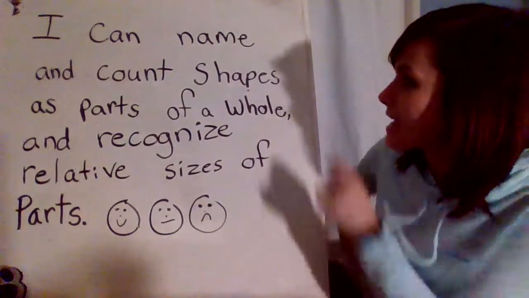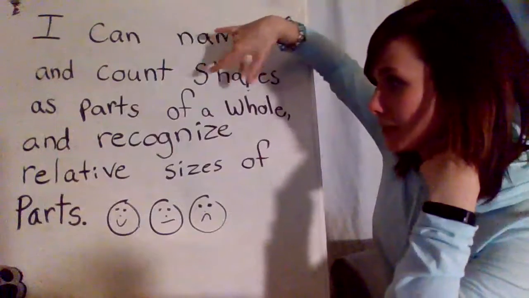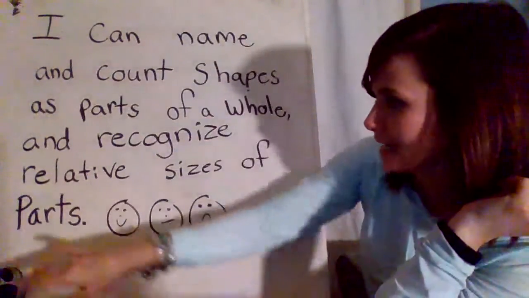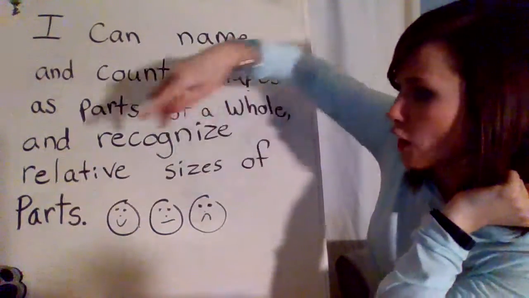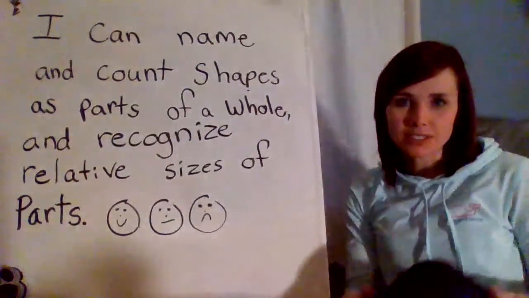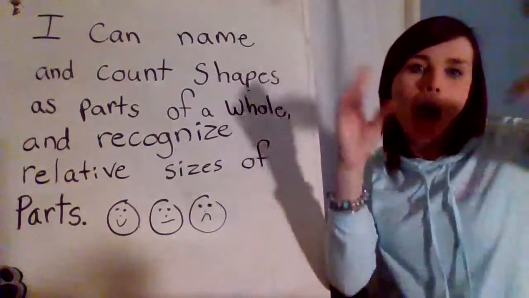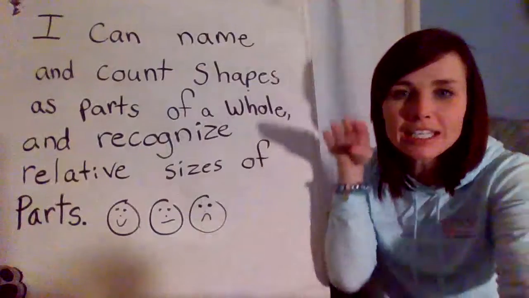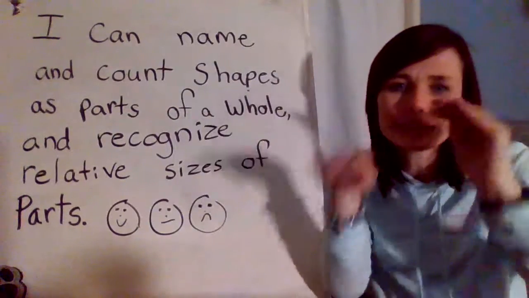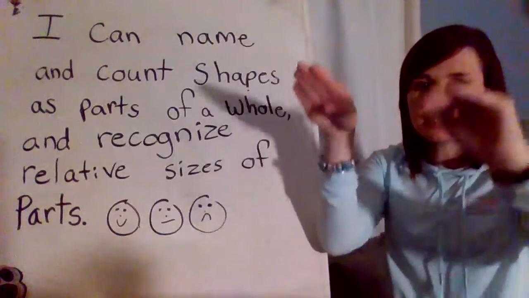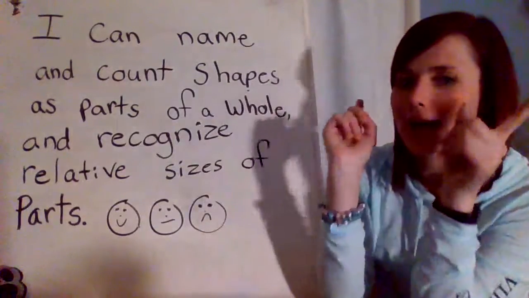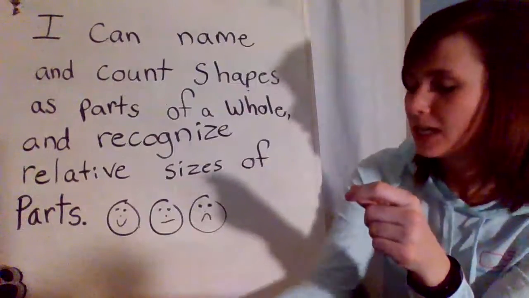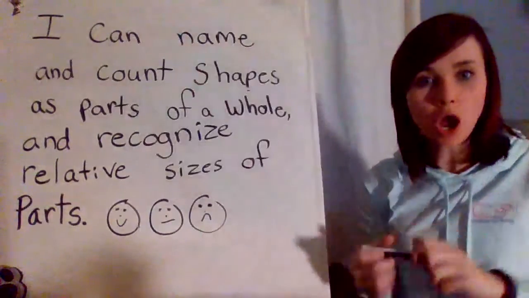Okay, I can name and count shapes as parts of a whole and recognize relative sizes of parts. All right, boys and girls, what do we need to do to this I can statement? We need to break it down. Say, break it down. I can. Say, I can. Name. So if we're going to name, we need to talk, right?